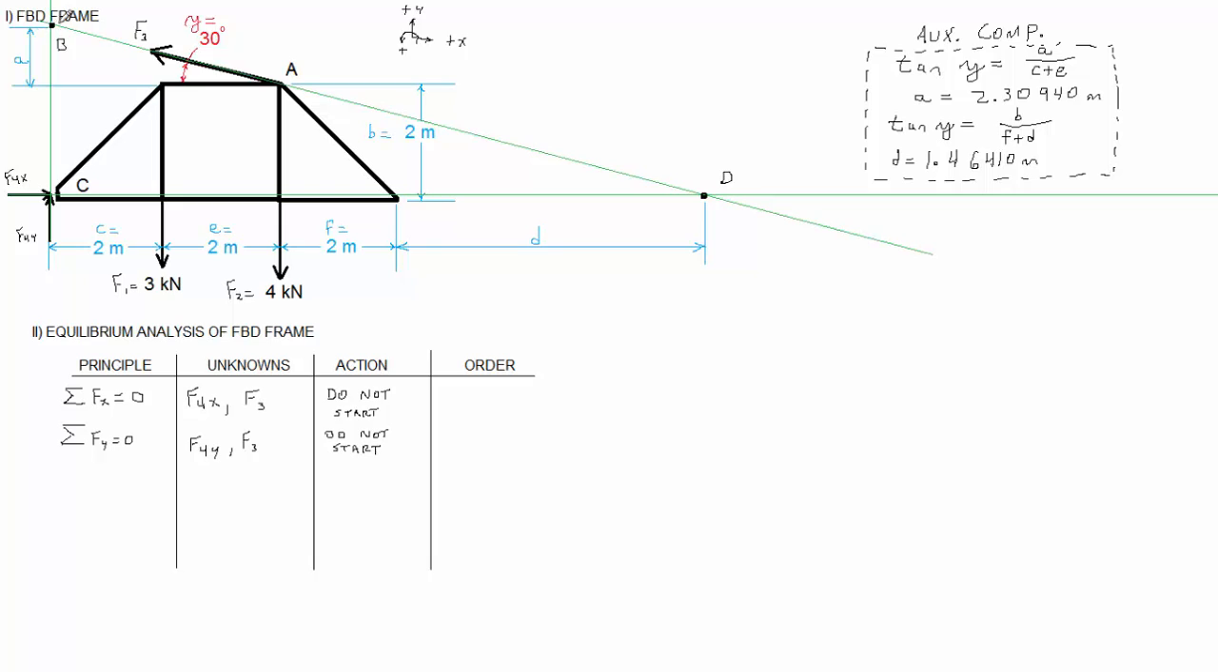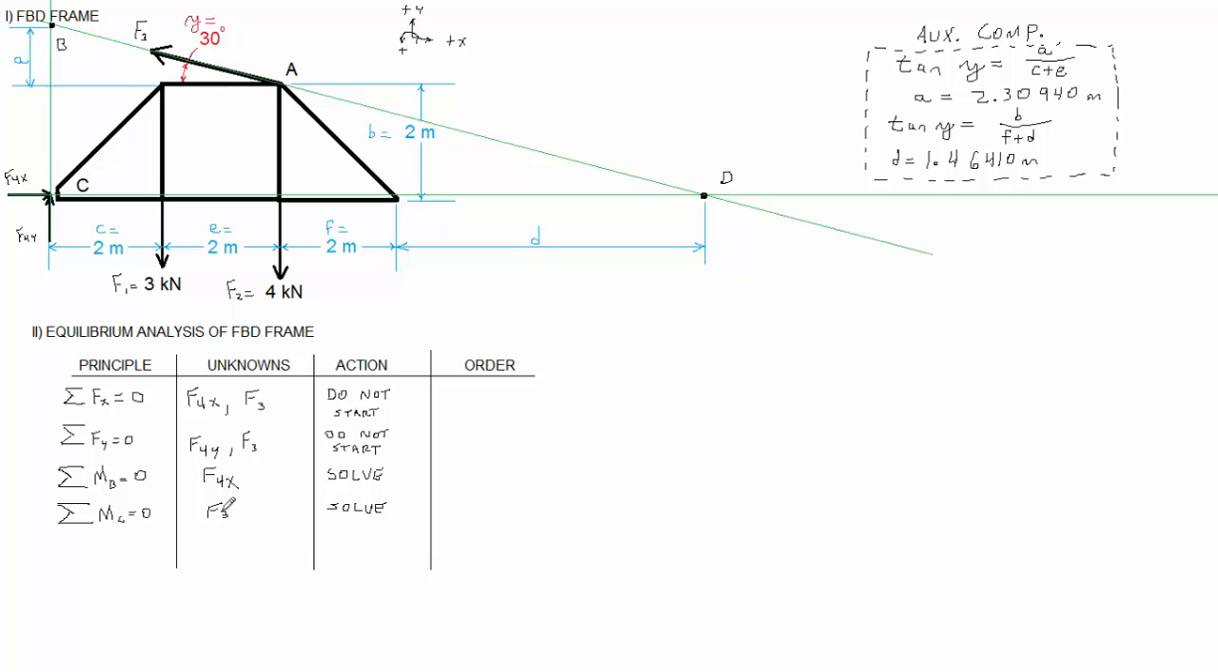For example, if I look at point B, F4y goes through point B, and F3 also goes through point B, so the moment produced by those two would be 0, and the only unknown I would be left with is F4x. And the action is solve. Now let's look at point C. At point C, F4x and F4y both go through point C, so the moment produced by them is 0. And the only unknown I'll have there is F3. And my action once again is solve.